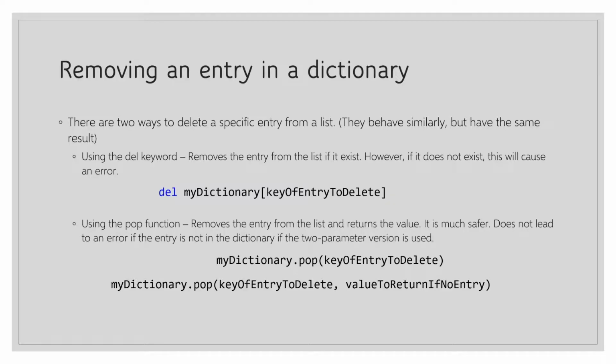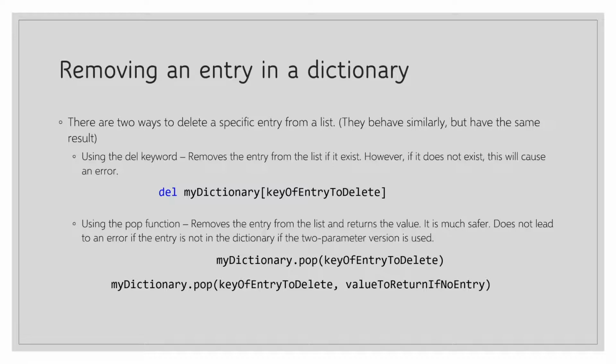All right, but what if we add an entry we later want to remove, right? Because we've talked a lot about modifying existing entries and adding new ones, but we haven't really talked about how you get rid of one you don't want. So there's two specific ways you can remove entries in a dictionary. Using the del, delete keyword is one of them, and then using the pop function is another one. Now, they both do the same thing, but they have slight differences.